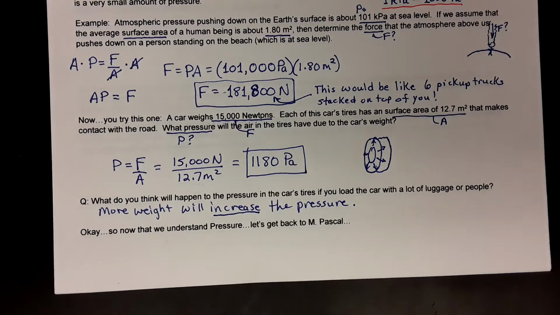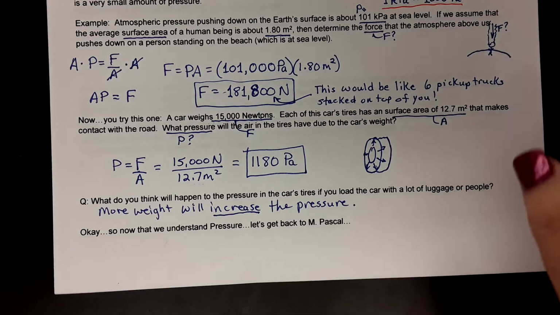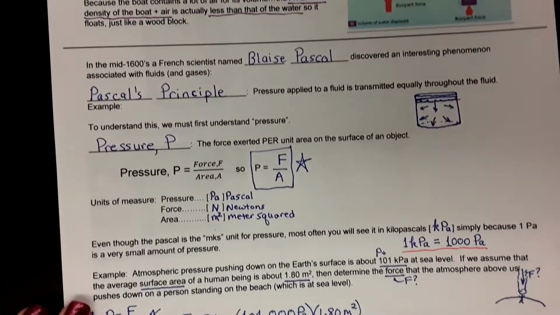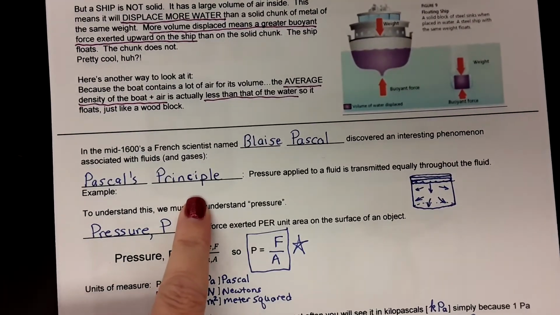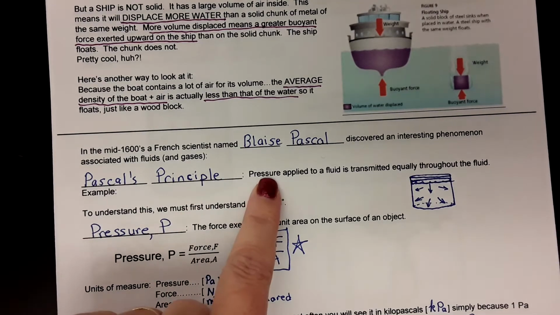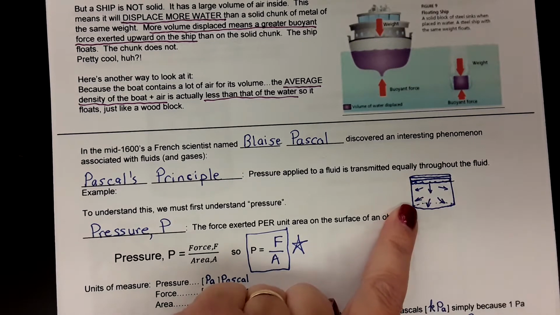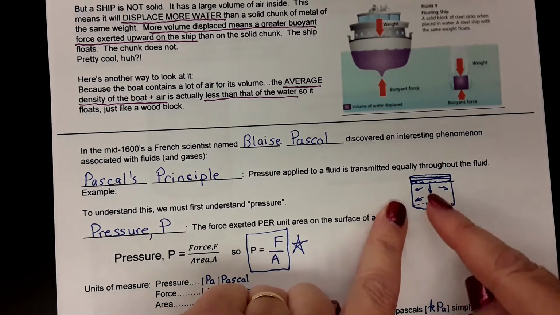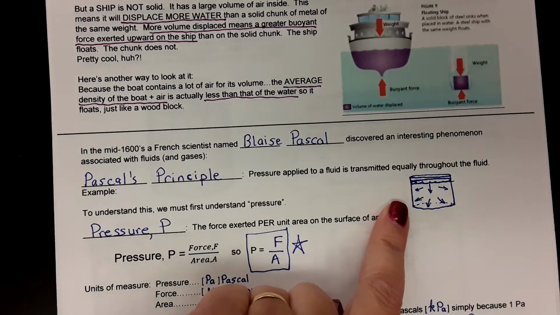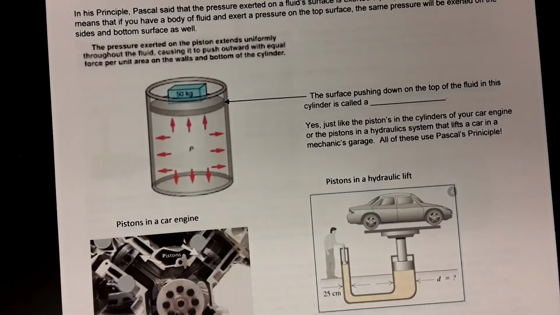All right, now, so we understand what pressure is. Pressure is the force exerted on a surface area, the force per unit surface area. How does that help us with Mr. Pascal? Okay, now that we understand, let's go back and look at Mr. Pascal. He said that pressure applied to a fluid, a force exerted down on the surface area of the fluid, is transmitted equally throughout the fluid. It doesn't diminish. Okay, well, let's take a look at the next page.